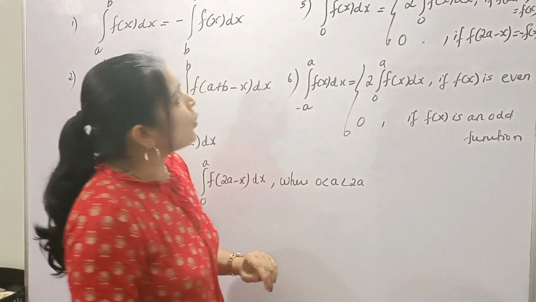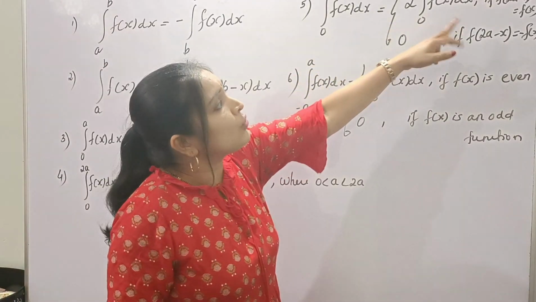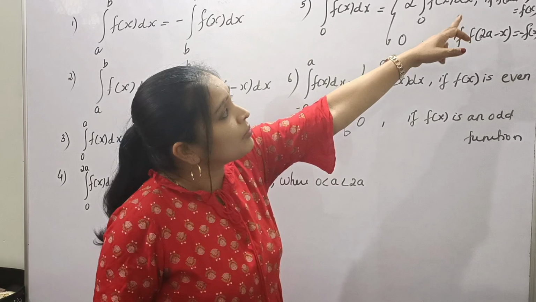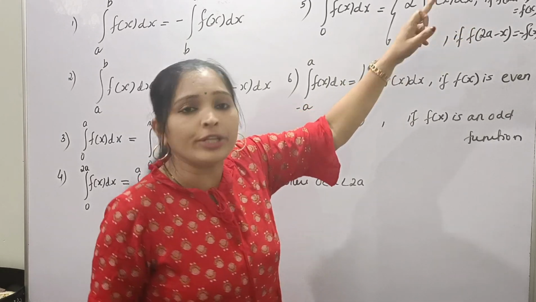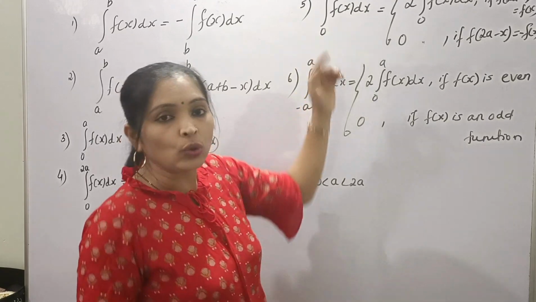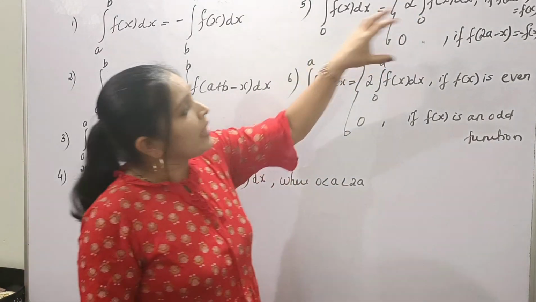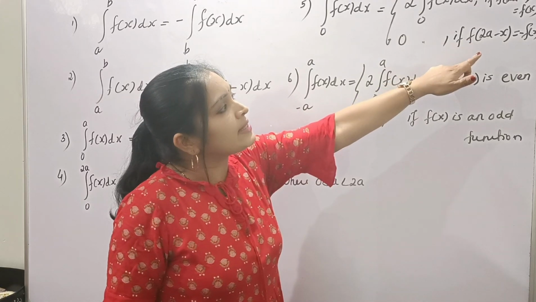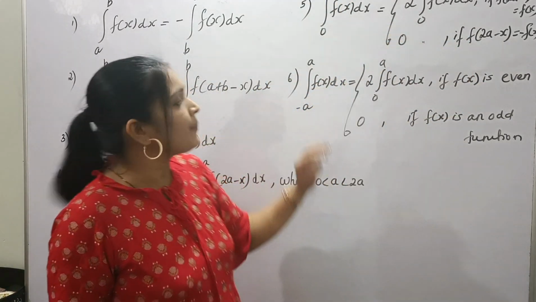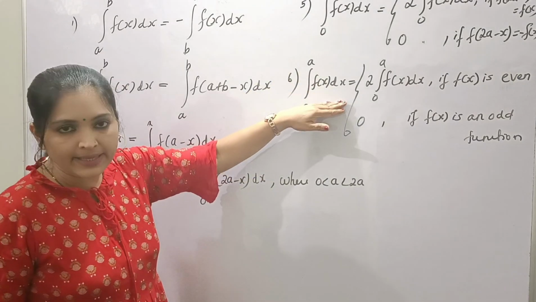Integral 0 to 2a f of x dx is equal to two results. First of all, we have to check if f of 2a minus x is equal to f of x, then we can say integral 0 to 2a f of x dx is equal to 2 into integral 0 to a f of x dx. And if f of 2a minus x is equal to minus f of x, then this integral is equal to 0. And here integral minus a to a f of x dx.